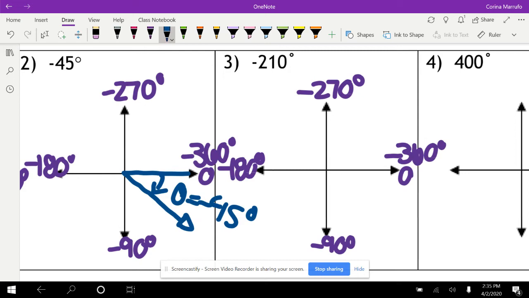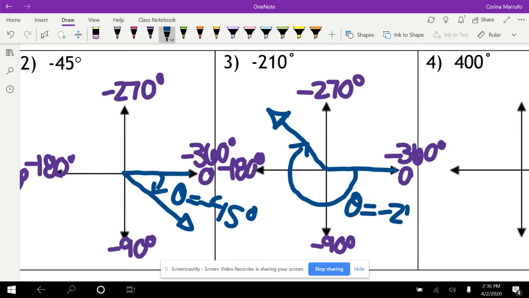Remember, our initial side, we always start at the positive x-axis. Negative 210 lands in between negative 180 and negative 270, so it's going to be here in the second quadrant as our terminal side. We start on the positive x-axis and we go clockwise. Then we label our angle theta equal to negative 210 degrees.